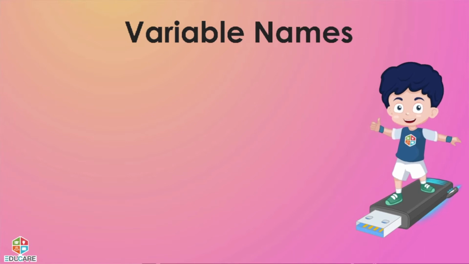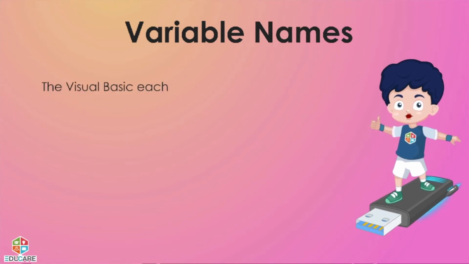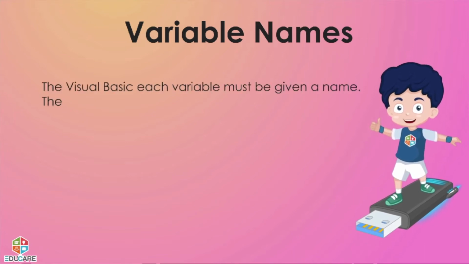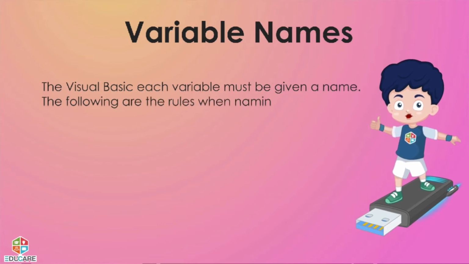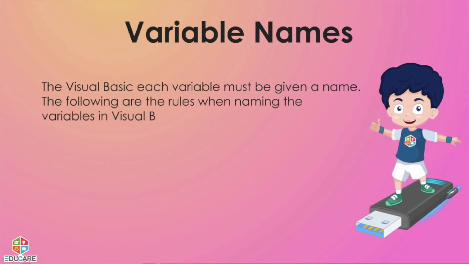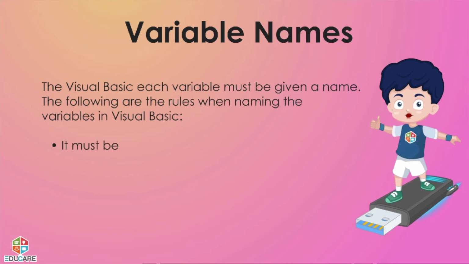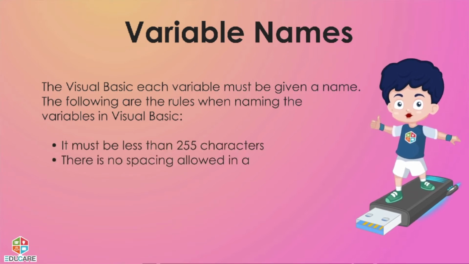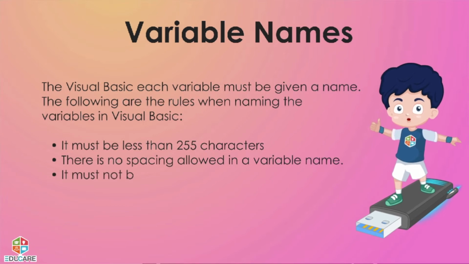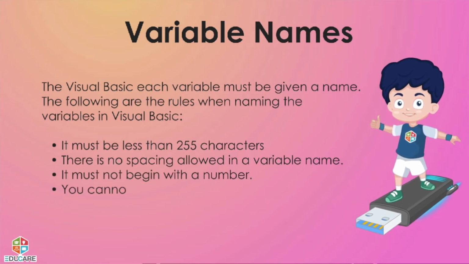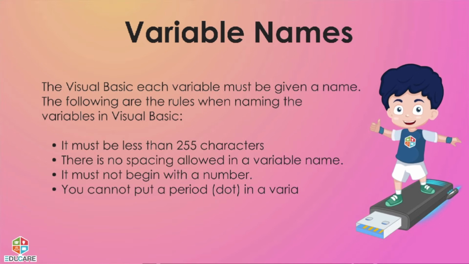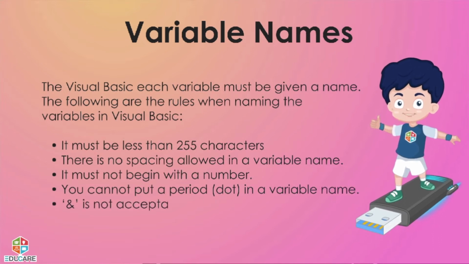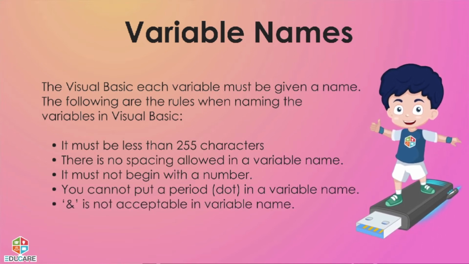Variable names. In Visual Basic, each variable must be given a name. The following are the rules when naming a variable in Visual Basic. It must be less than 255 characters. There is no spacing allowed in a variable name. It must not begin with a number. You cannot put a period, or dot, in a variable name. And the ampersand sign is not acceptable in a variable name.